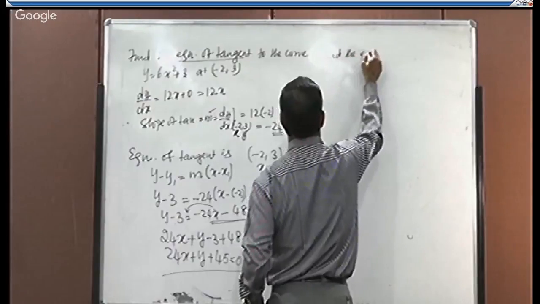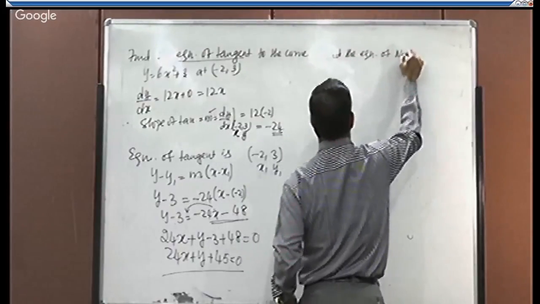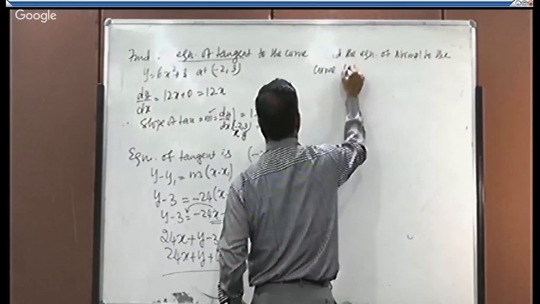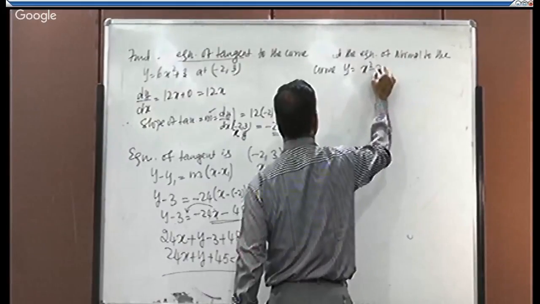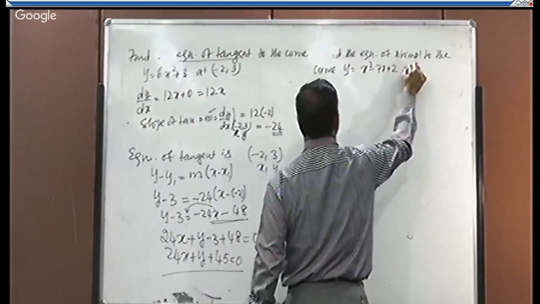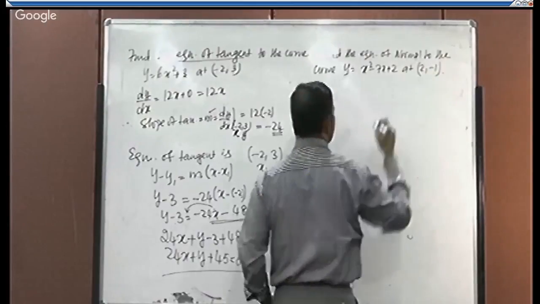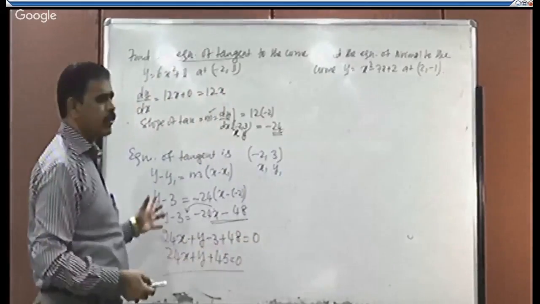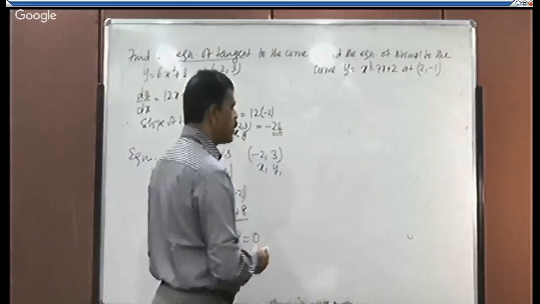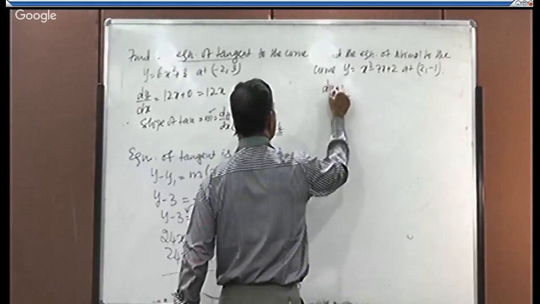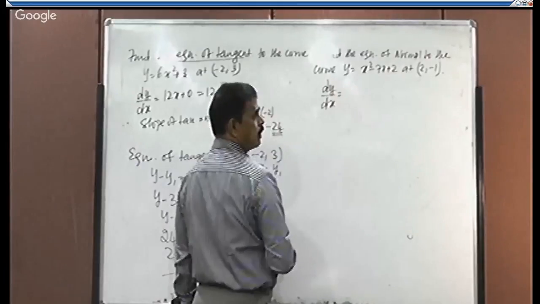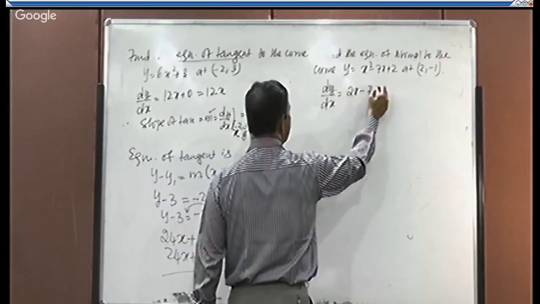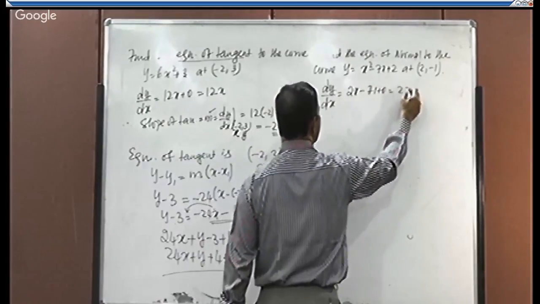Find the equation of normal to the curve y is equal to x square minus 7x plus 2 at 2 comma minus 1. For equation of normal or equation of tangent, you need dy by dx. First get dy by dx: differentiation of x square is 2x, differentiation of 7x is 7 into 1, plus 2 becomes 0. It is 2x minus 7.